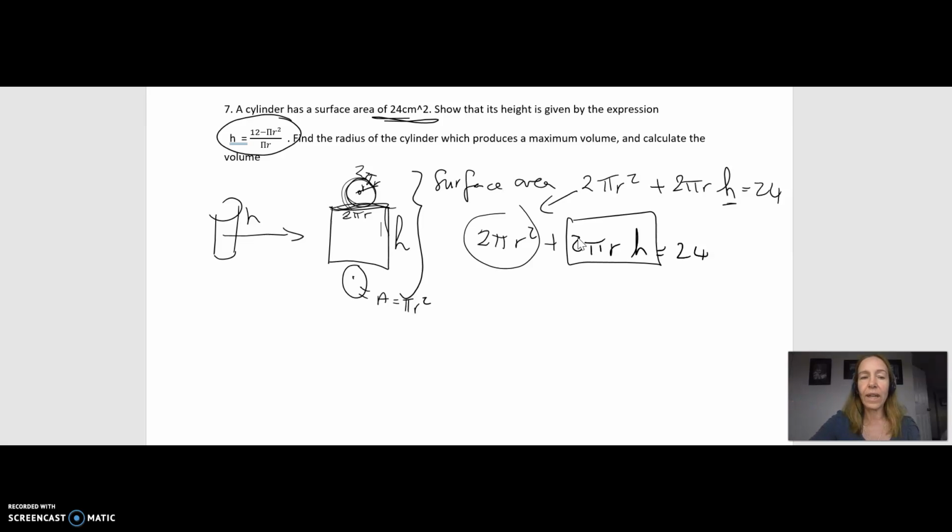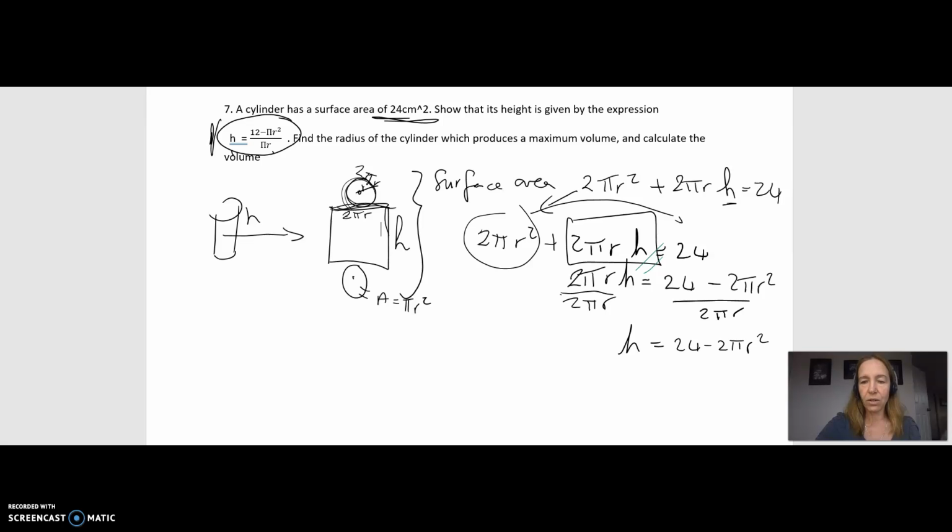So let's just solve that. We are wanting to make h the subject of my formula. I want h equals, I'm aiming for this over here. Okay, so this is all stuck together and it's going to equal 24, taking that to the other side, minus 2 pi r squared. Okay, so then I have got all of this over here. So now I just need to divide both sides by 2 pi r, and I'll end up with h is equal to 24 minus 2 pi r squared over 2 pi r.